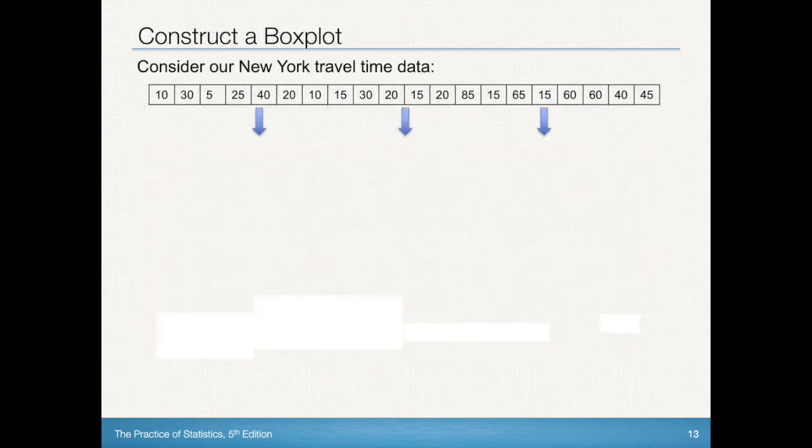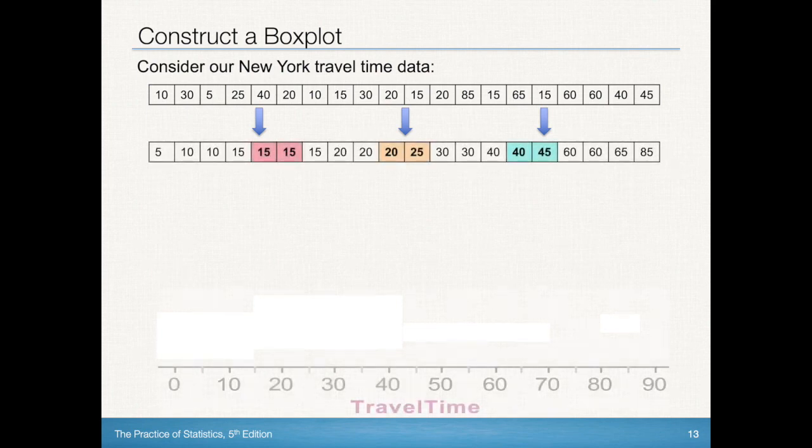So let's go ahead and readdress our New York travel time data set. We had our data set, and from it we rearranged it and we found our quartiles. Well, that's fantastic. We're going to use these now to create the box plot by first making a horizontal axis that has an appropriate scale for the data set.